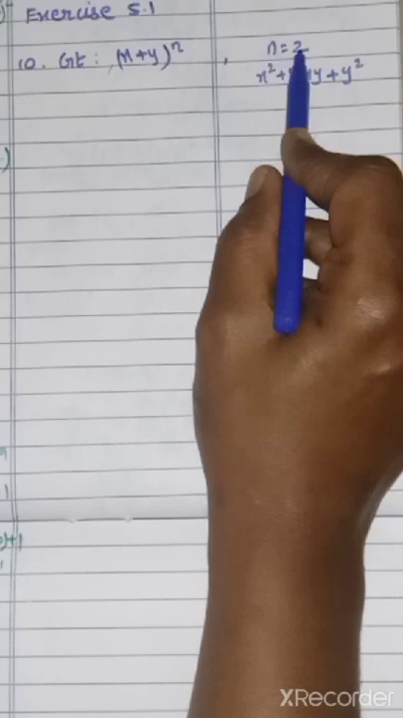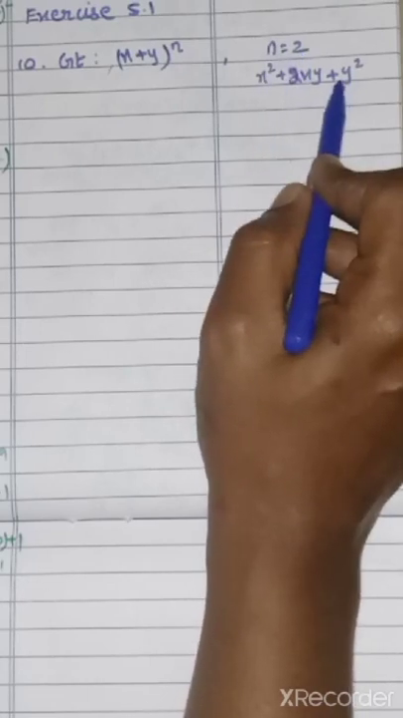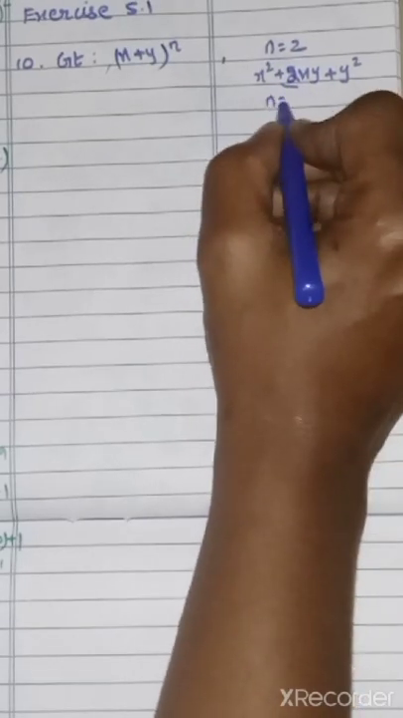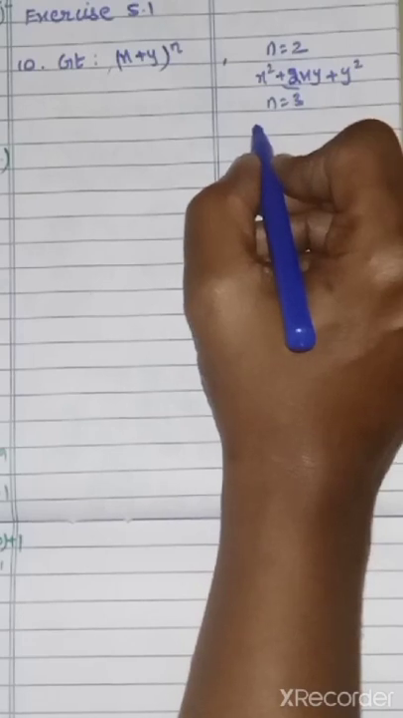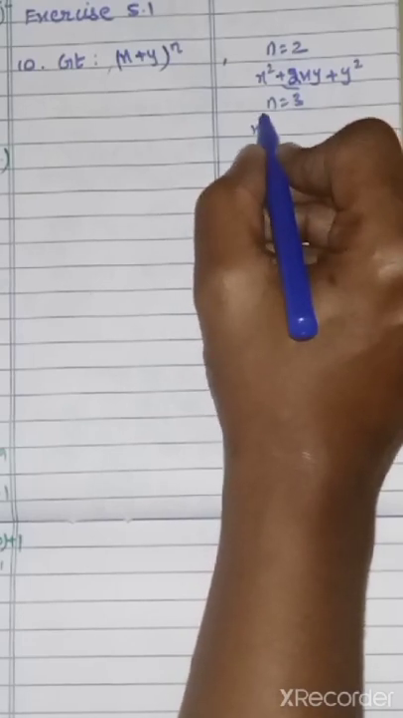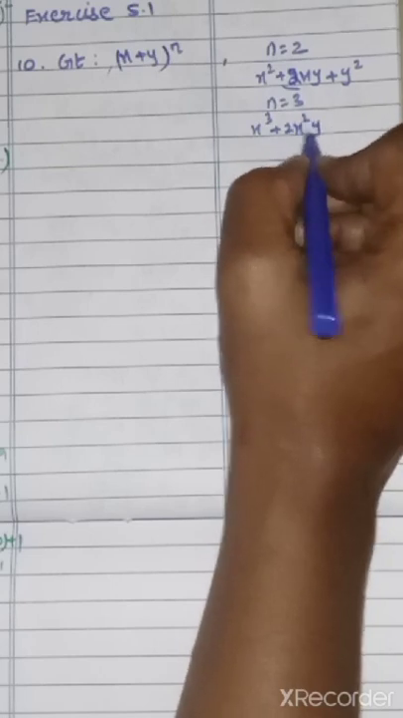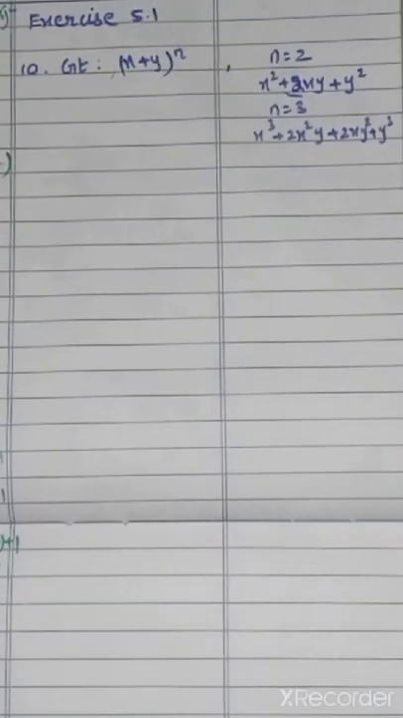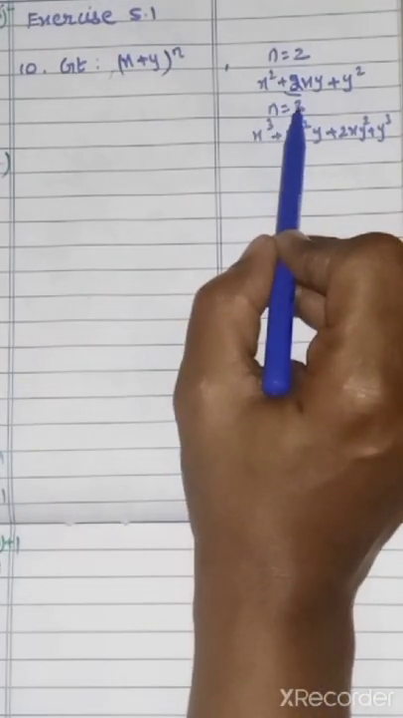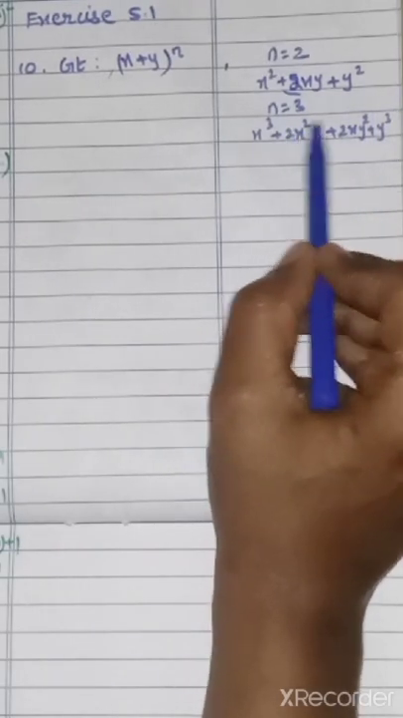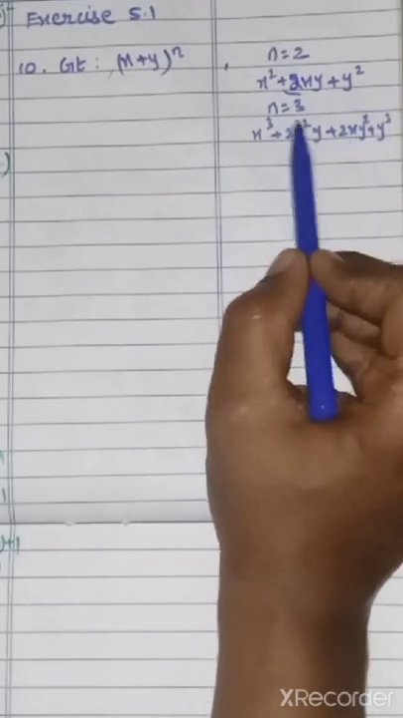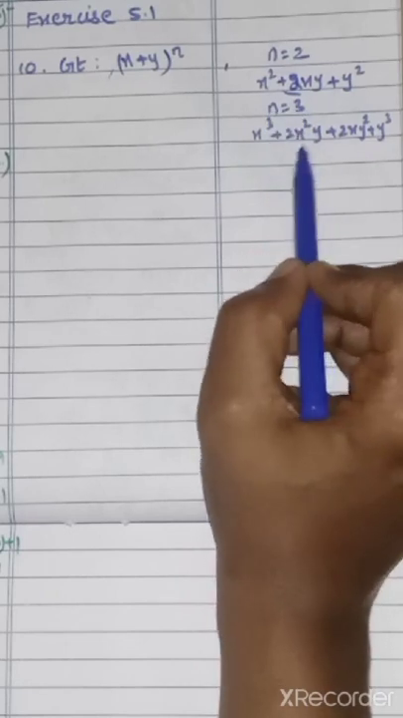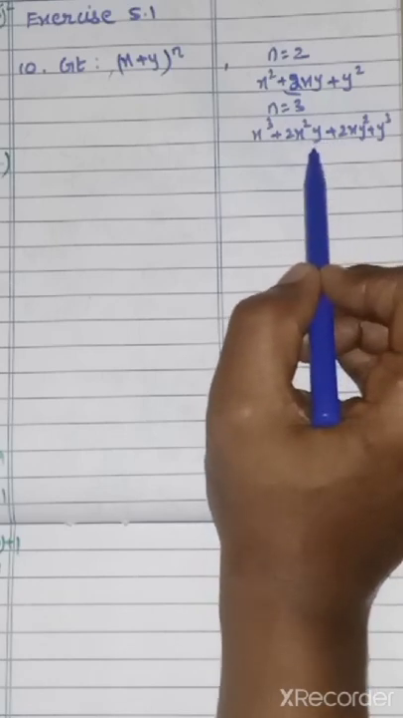So if n equals 2, we will get three terms, right? Now what is the middle term of this one? 2xy. Similarly, for n equals 3, what is the formula? (x plus y) the whole cube is x cube plus 3x square y plus 3xy square plus y cube. Correct? Now look here. If n is odd, what are the middle terms here? These two. These are the two middle terms. So when n is odd, we will get two middle terms.